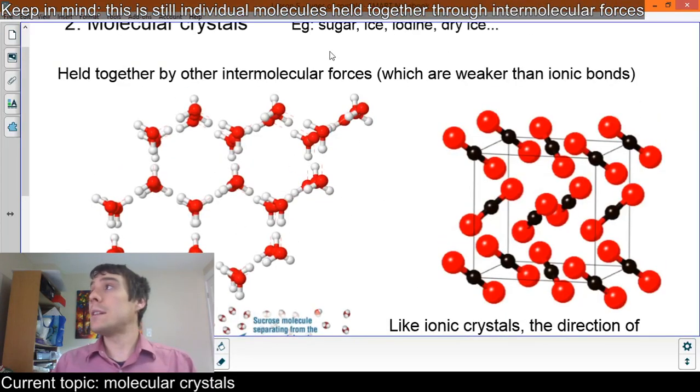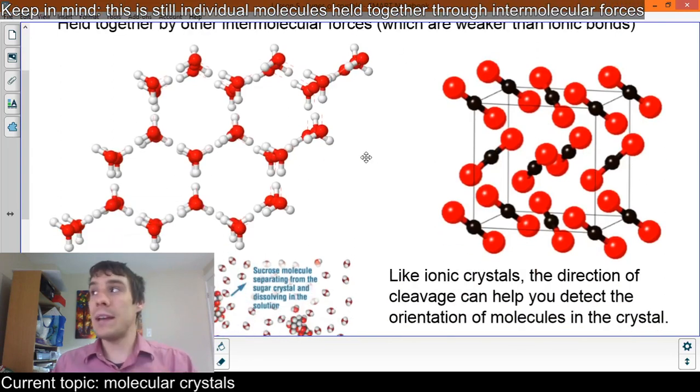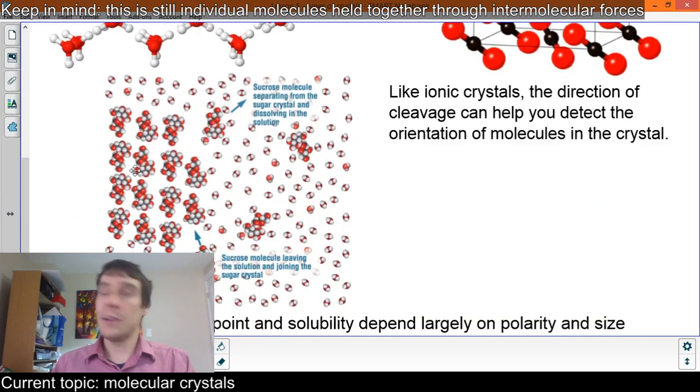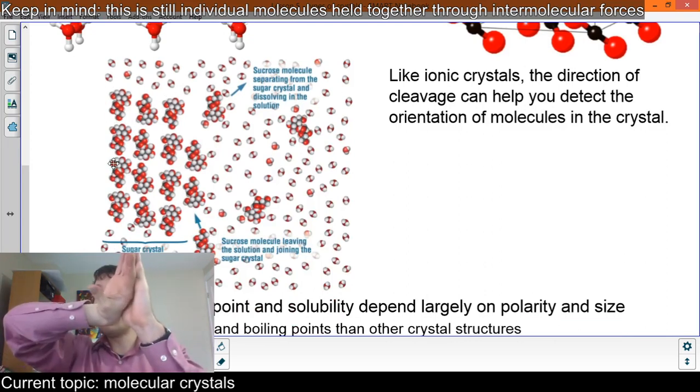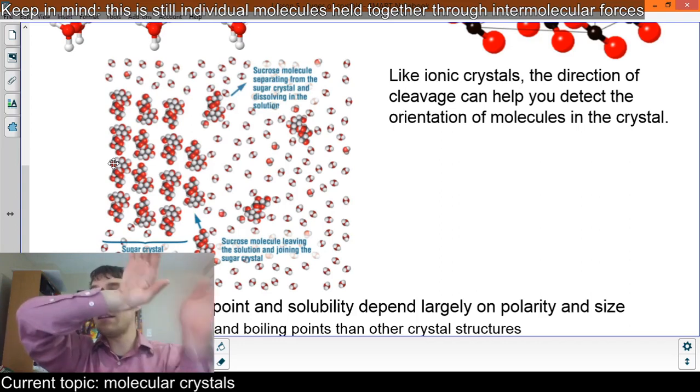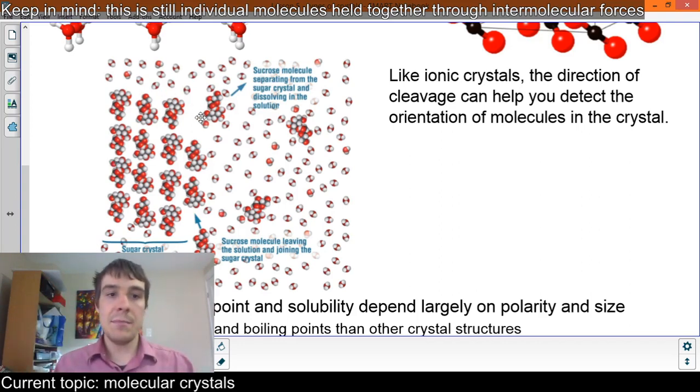So these are held together by intermolecular forces. They are still individual molecules, so you can still pick individual molecules away from it. And here, for example, is dry ice. Dry ice orients itself like this. Here are sucrose molecules. And you see that they orient themselves in the lowest energy conformation. It's almost like one's like this and the other one's like this, and then the next one's like that, and the next one's like that. And they end up making a regular arrangement, a regular pattern.